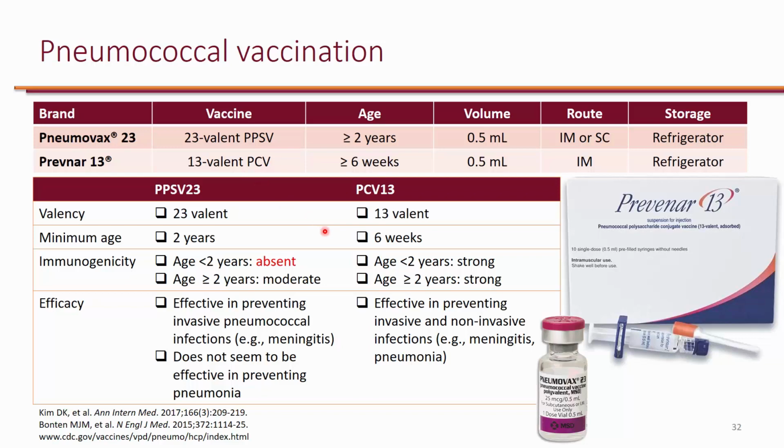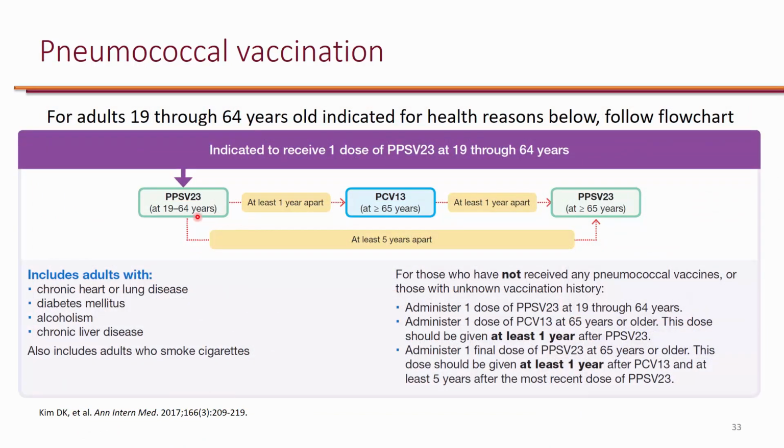Now, let's see who exactly needs to get PPSV 23. Now, there are certain patients. Keep in mind that I'm strictly talking about adults. I'm not going to discuss the immunization schedule of children. But for adults, meaning age 19 and older, patients with chronic heart or lung disease like COPD and heart failure, patients with diabetes, alcoholism, chronic liver disease like cirrhosis, as well as chronic smokers, these patients are at risk of having pneumococcal disease. So 1 dose of PPSV 23 is indicated in these patients.